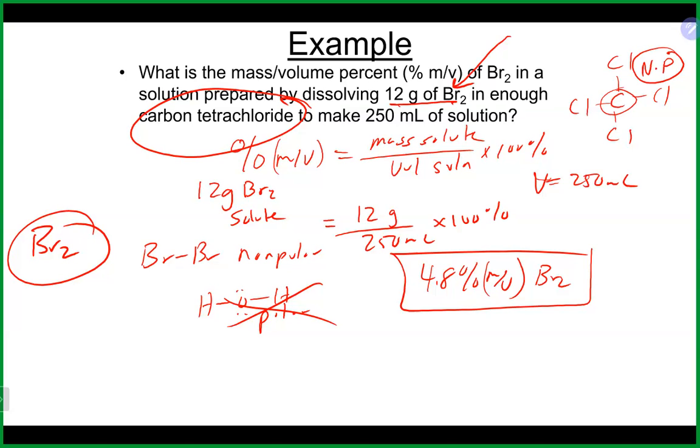So again, as we mentioned the other day as well, water is really great for polar and ionic things, but it's not really great for nonpolar things. So it's not always the best choice in terms of a solvent. Question on that there? Let's try one more here.